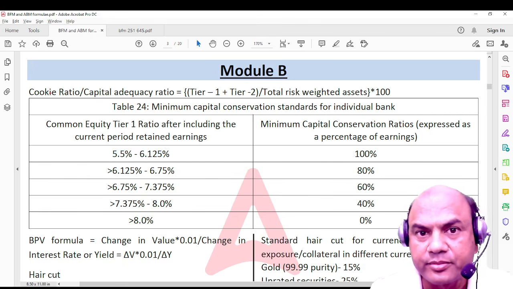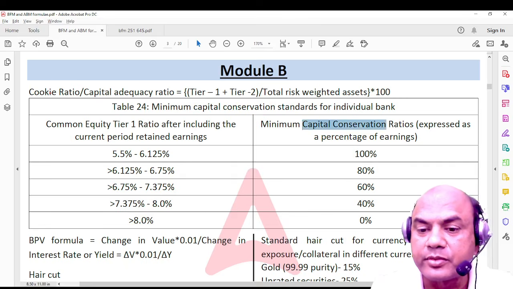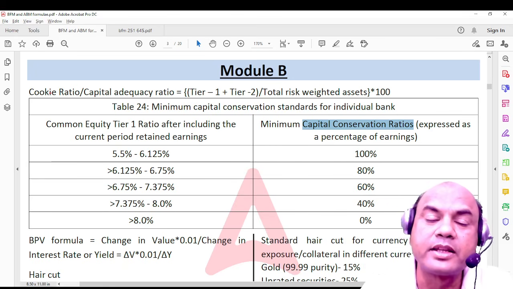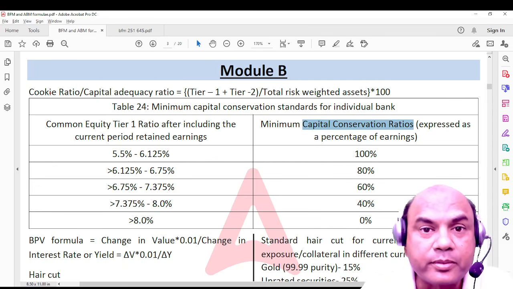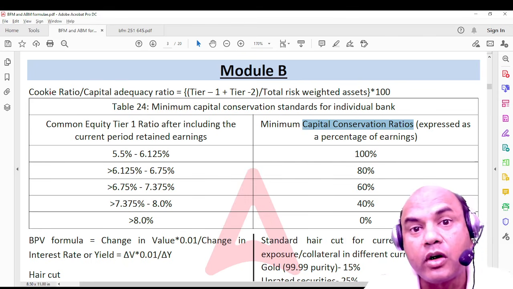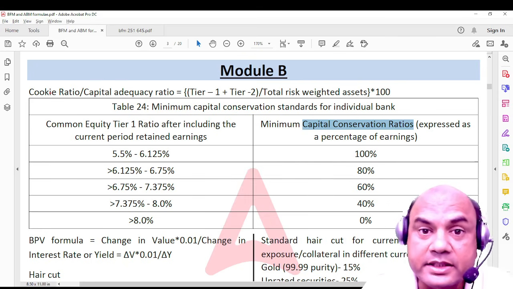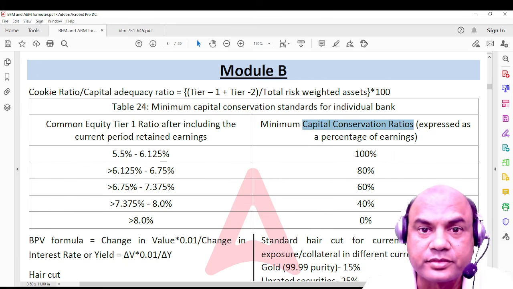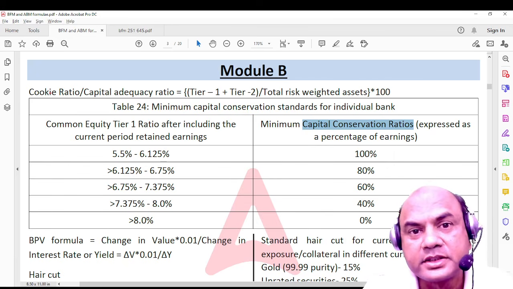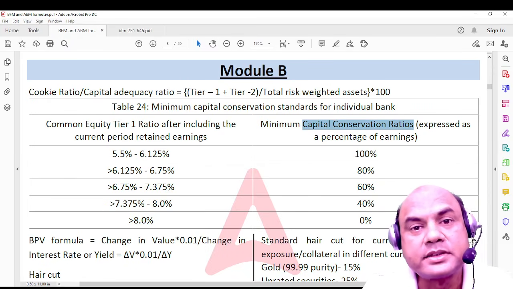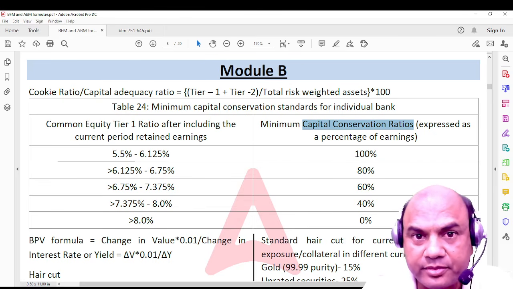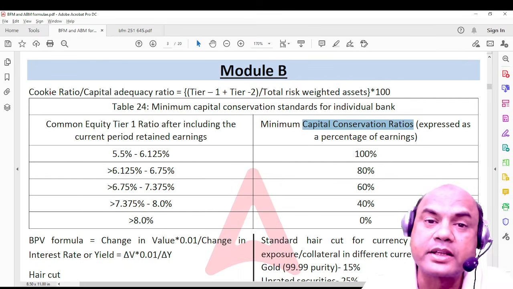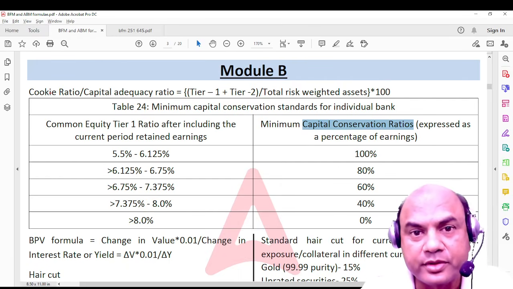If you have this CET1, then the CCB, capital conservation buffer, applies. CCB is the capital conservation buffer in Basel III. It is 2.5%, always calculated on CET1, and it is additional to the 9%. 9% is your regular CRAR. Look at the bifurcation. CET1 is 5.5 minimum, additional tier 1 is 1.5, so it becomes 7, plus 2% tier 2, so it becomes 9. After this 9 you add CCB, that is 2.5, so it becomes 11.5.